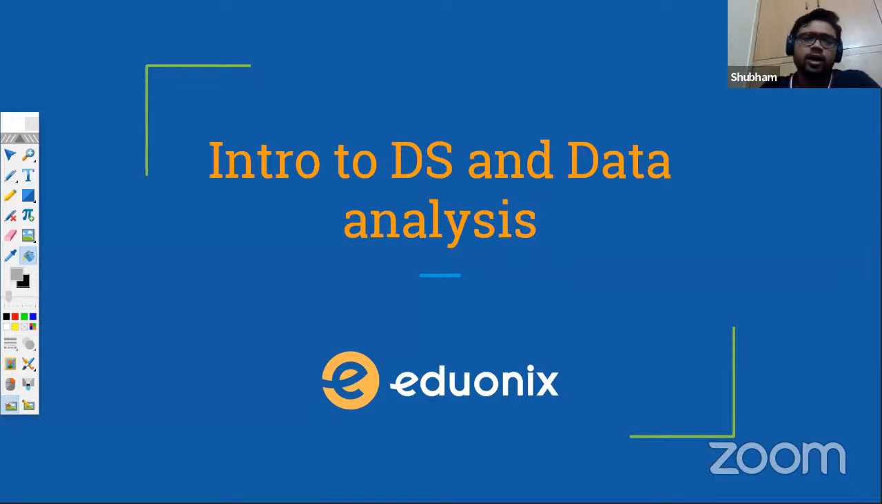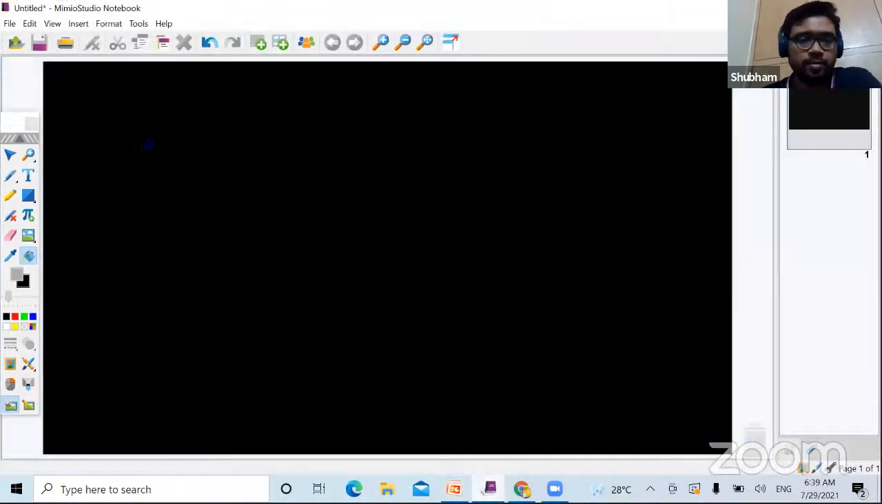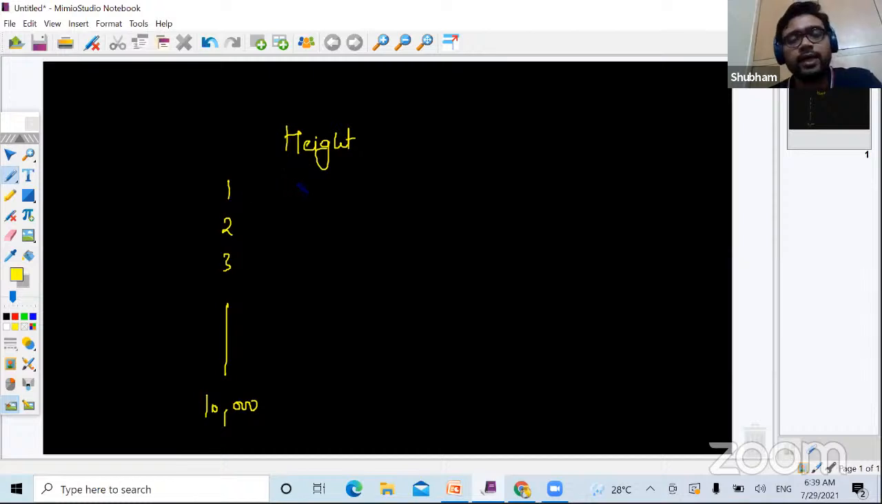Now, just assume that you have an Excel sheet where the height of each and every student is mentioned, like this. We have students: first student, second student, third student, and so on till 10,000 students. And heights are mentioned: 170 centimeters, 171, 179, 195 centimeters. So these are the heights that are mentioned.